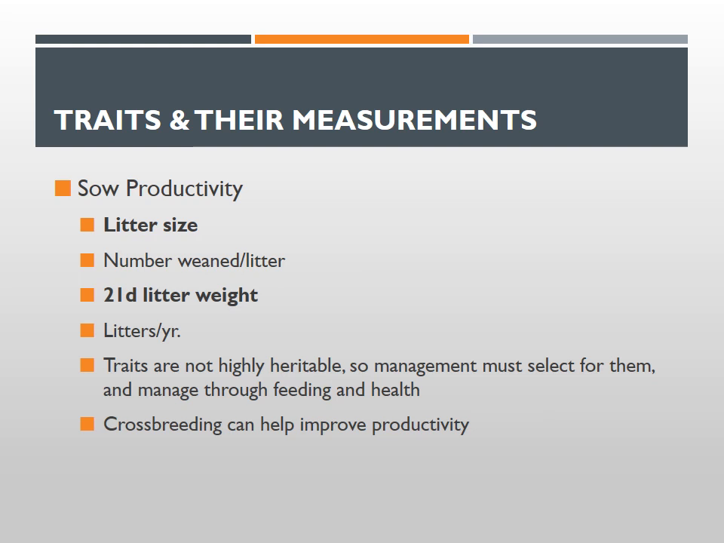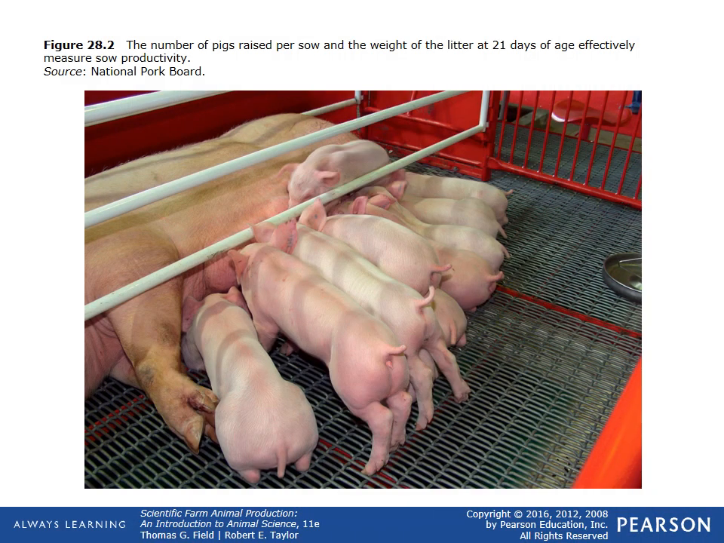Sow productivity, let's get to some traits and their measurement. If we look at sows, I've highlighted or bolded a few things here. Litter size is extremely important and highly genetically correlated. The number of pigs weaned per litter, the weight of that litter at 21 days, the number of litters that a sow may have in a year. Some of these traits are not very highly heritable, so we have to really focus on our management to select and get these traits to come through, manage it through feeding and health. And obviously we've seen some gains through crossbreeding help some of this productivity.